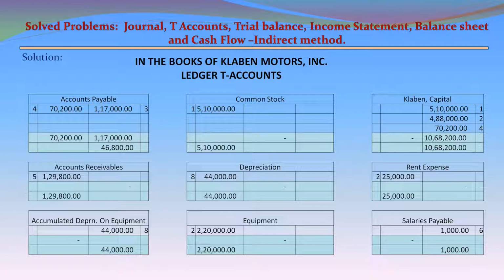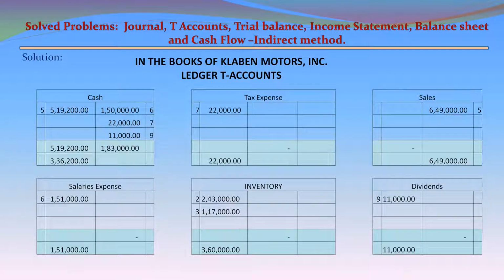Total $1,068,200. Rent expense 25,000 debit. Salaries payable 1,000 credit. Cash account 519,200 debit, 150,000 credit, 22,000 credit, 11,000 credit.